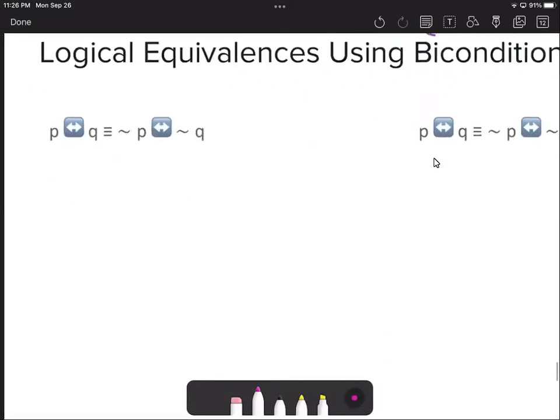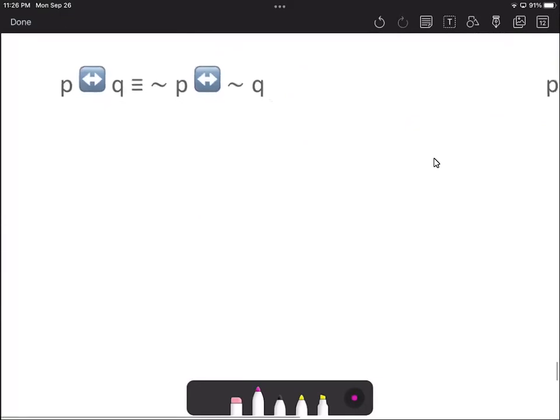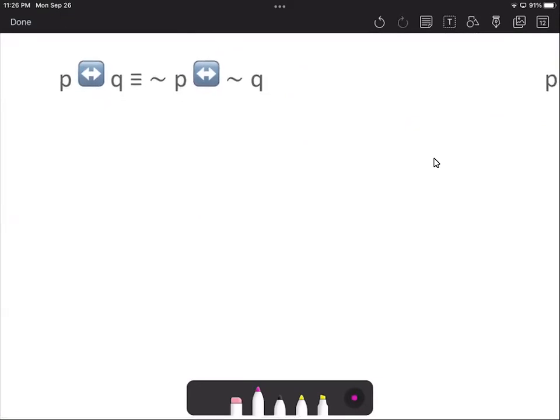Now, our first task is to prove that the biconditional P and Q, so P if and only if Q, is logically equivalent to not P if and only if not Q. Okay, so we will work on the left statement.